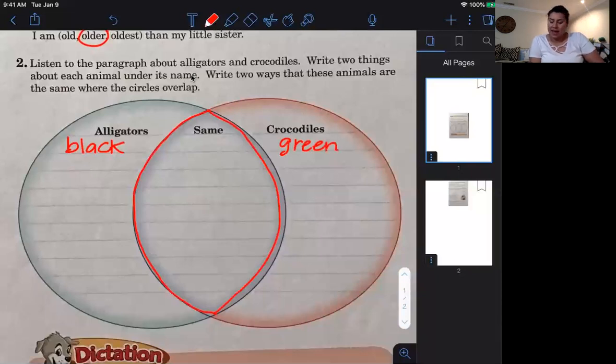All right. And let's see. What is another fact about an alligator?